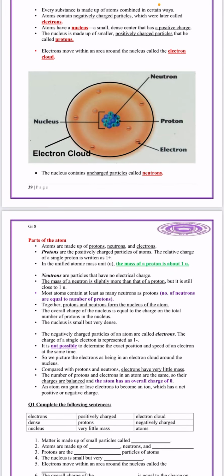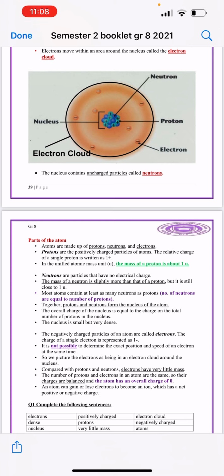Let's talk about the mass of something. The mass of the proton is equal to 1 atomic unit, and the mass of the neutron is almost equal to 1 unit, but the mass of the electron is very, very small. It cannot be counted. So when we measure the atomic mass of something, we will measure the mass of the neutrons plus the mass of the protons. We will not consider electrons because they actually don't have a weight. Okay?